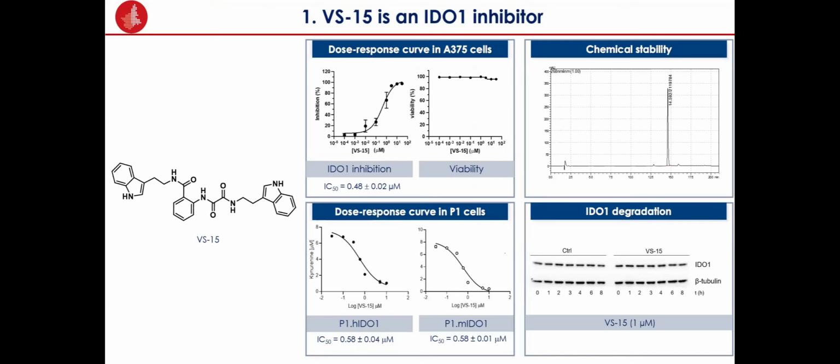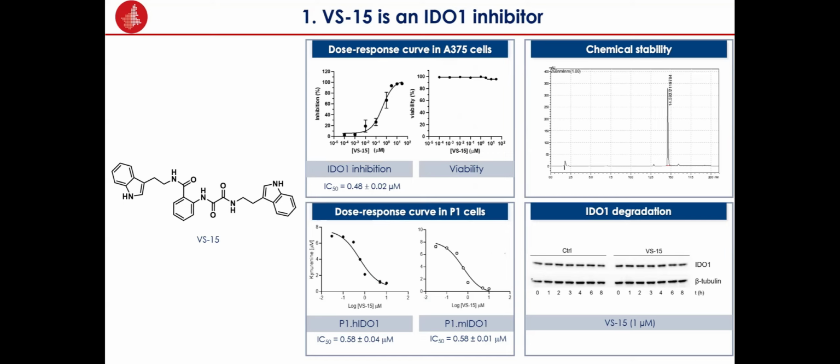So the first thing is that VS15 is able to inhibit IDO1, and it is able to do that in a melanoma cell line where IDO1 is induced by the treatment with interferon gamma, but it is also able to inhibit IDO1 in a mastocytoma cell line transfected with both human and murine enzymes. So you can see that, you cannot see that, but the IC50 is identical. So this is quite important from a development point of view. And this inhibition is strictly related to the inhibition of the enzyme itself and not to cytotoxic activity, because the compound is not cytotoxic up to 30 micromolar and is not related to a degradation of IDO1.